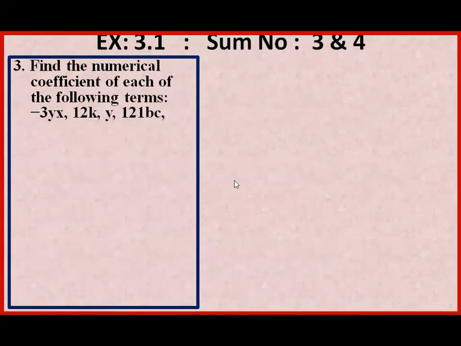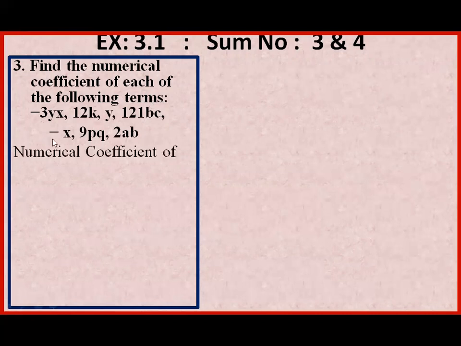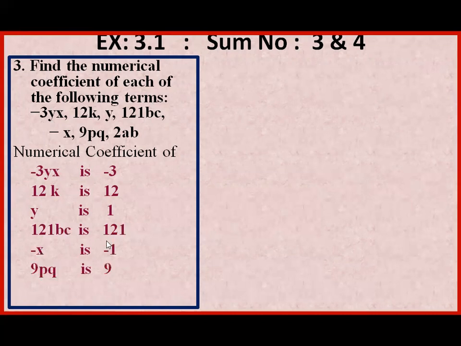Sum number 3. Find the numerical coefficients of each of the following terms. Here you have minus 3yx first. The numerical coefficient of minus 3yx is minus 3. 12k is 12. y is 1. When you don't have a number, it's understood the coefficient is 1. 121ABC is 121. Minus x is minus 1. 9PQ is 9. 2AB is 2.